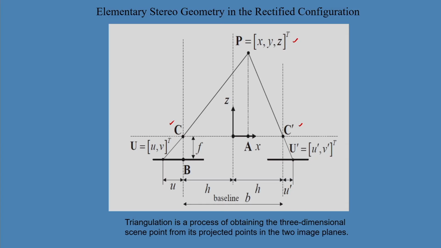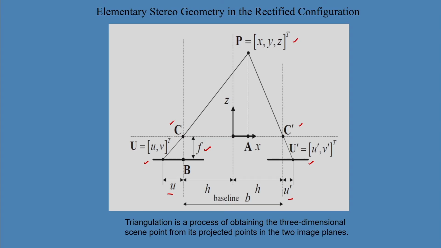If you see the image plane here, this is the image plane corresponding to the left camera, and this is the image plane corresponding to the right camera. What will be the size of the image in the left image? The left image is u, and in the right image it is u dash. I have considered the focal length as f. From this configuration I want to find the depth information. This process is called triangulation.